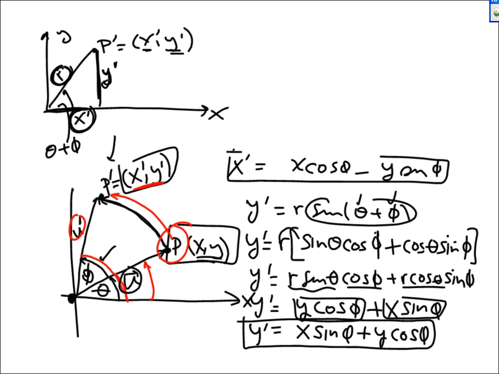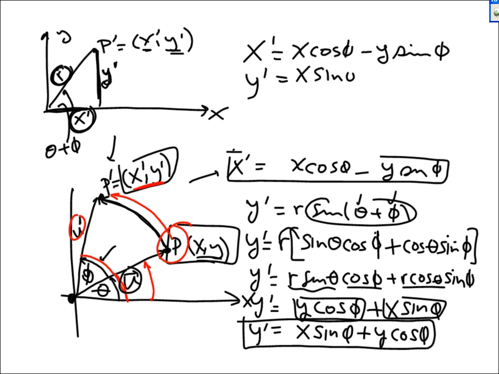I have that, this one. I have x prime is x cosine phi minus y sine of phi. And from the very bottom, y prime is x sine phi plus y cosine phi.